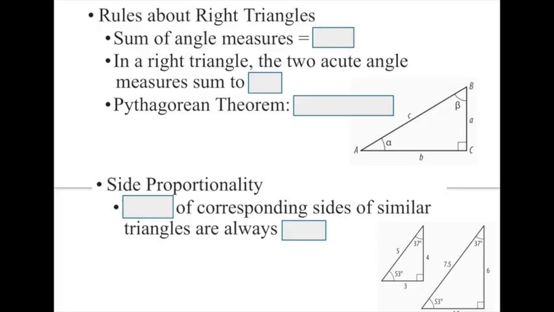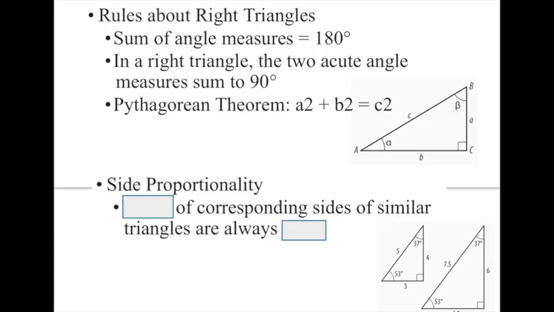Let's talk about some of the basics that we should know. The sum of all the angles in a triangle add up to what? 180. In a right triangle, the two acute angles should add up to 90. And as we have already been using, we will also be using the Pythagorean theorem. That's actually a squared; it just didn't let me put it as a superscript. So it should look more like this: a squared plus b squared equals c squared.